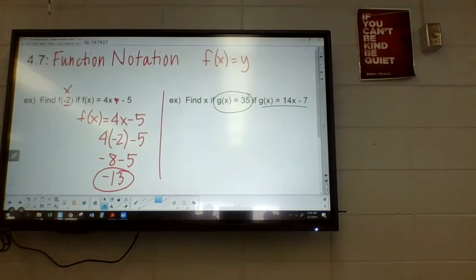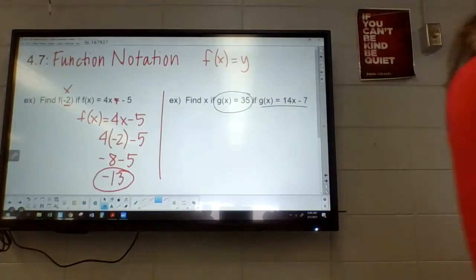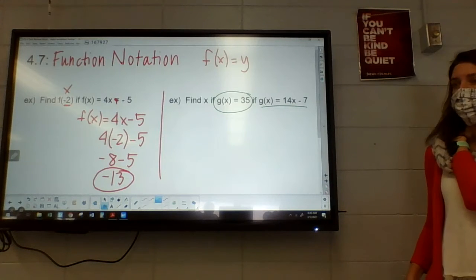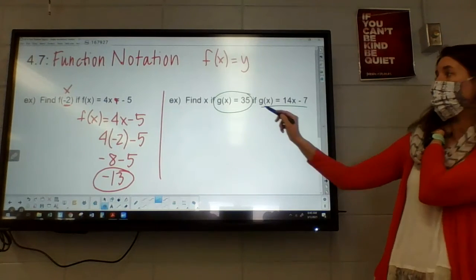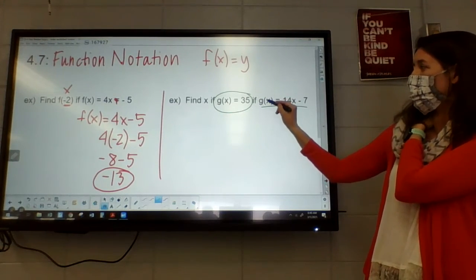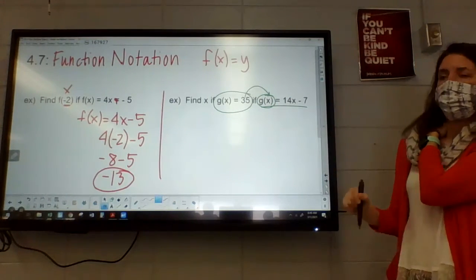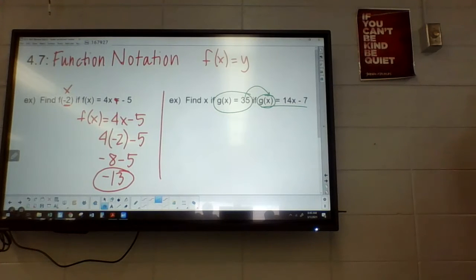This time we don't know x. So what do we need to do instead? It's not multiplying, nope. Is that what you said, multiply? That's what it equals. So that's what we're replacing. We're going to take this g of x. It's telling us this is 35. So I'm just going to put 35 in place of that g of x.